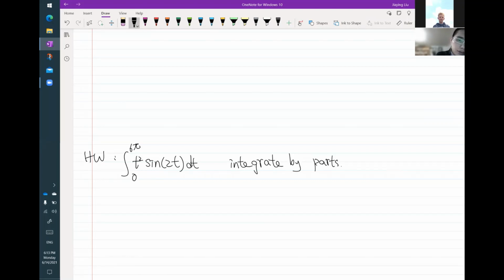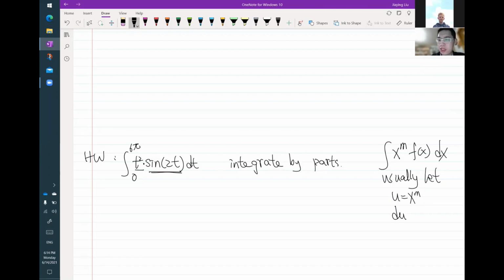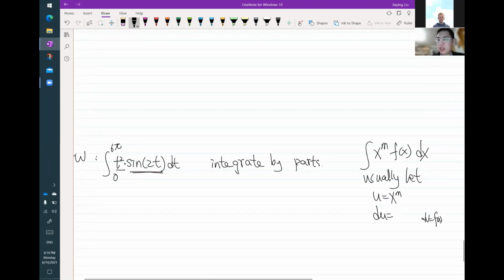Just by looking at it, there are two functions that multiply together, t squared and sine 2t. If you recall, we had an example, if we have integrating x to the power m times f of x dx, we usually let u be the x to the m part, and then you can find du from there, and then we're going to let dv equal f of x dx. That's usually the easy part.